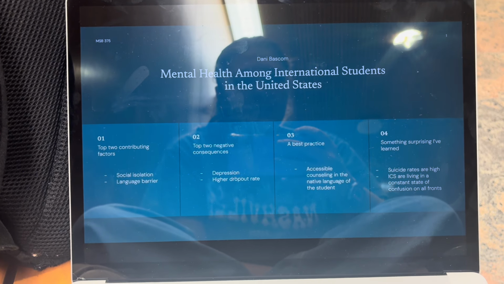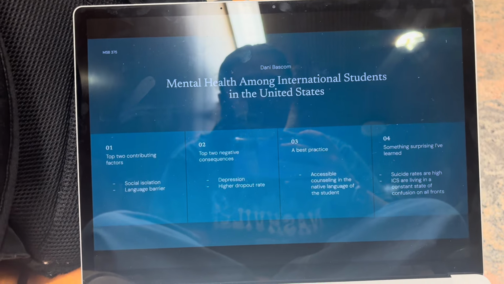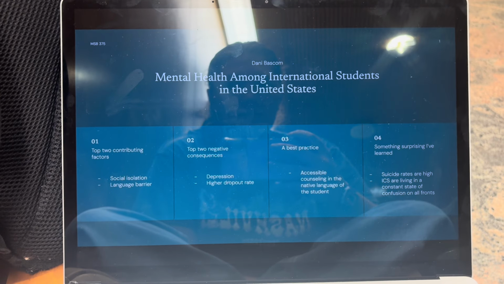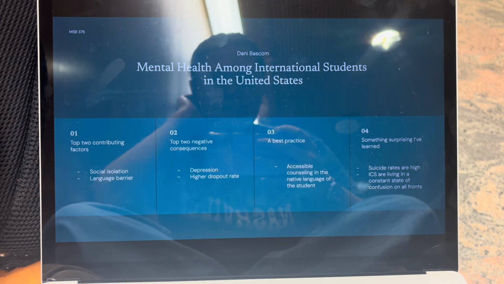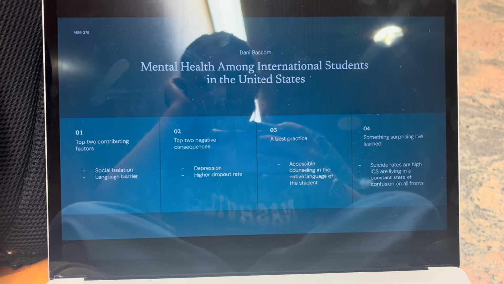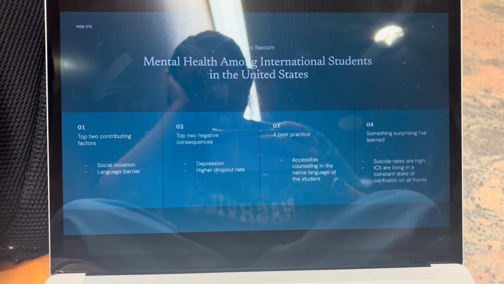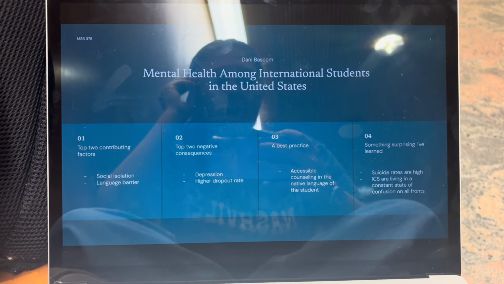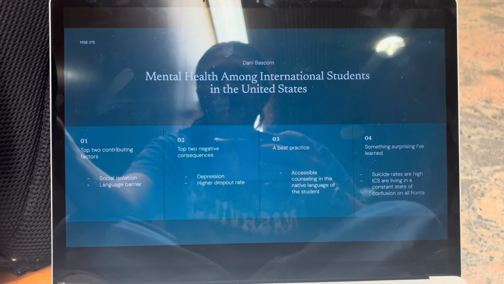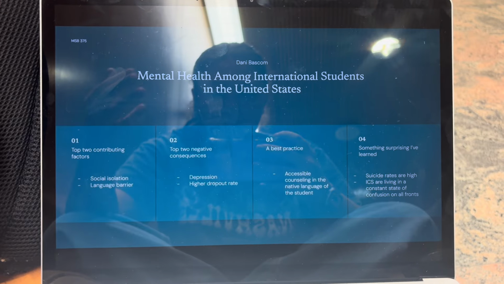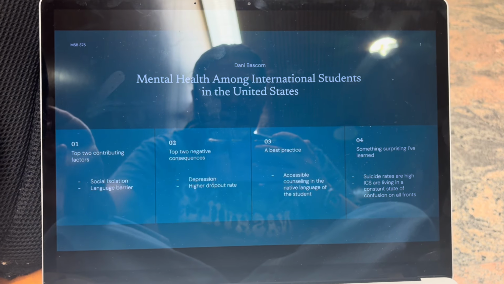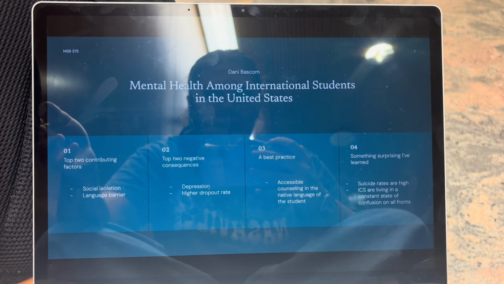And then something surprising that I've learned is that suicide rates are super high among international students who have poor mental health because of their social isolation and the language barrier, but also because they're living in a constant state of confusion. It's really difficult for them to understand the systems here in the United States and how life works here. It's very different than their home country. So they're confused and they don't understand what's going on.